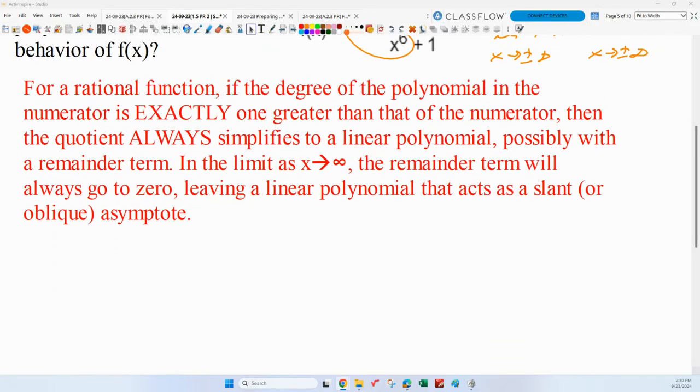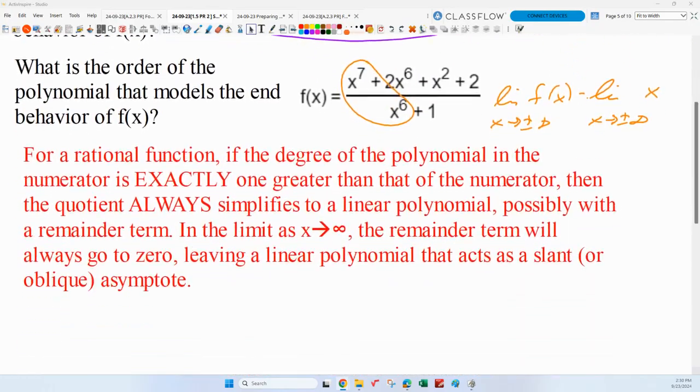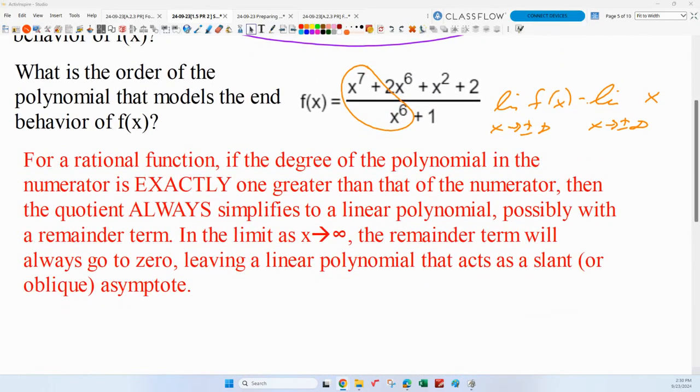So again, what do we notice here? Maybe you guys picked up on this, maybe you didn't, but I'll just point it out. For a rational function, if the degree of the polynomial in the numerator is exactly 1 greater than the degree of the polynomial in the denominator, when I take the ratio of those leading terms, the power function that models the end behavior is x to the first power, so it's linear, right? Okay, that gives us some unique opportunities.